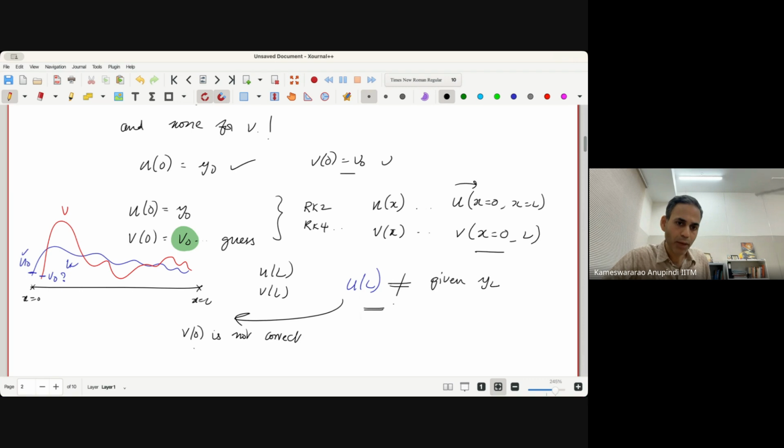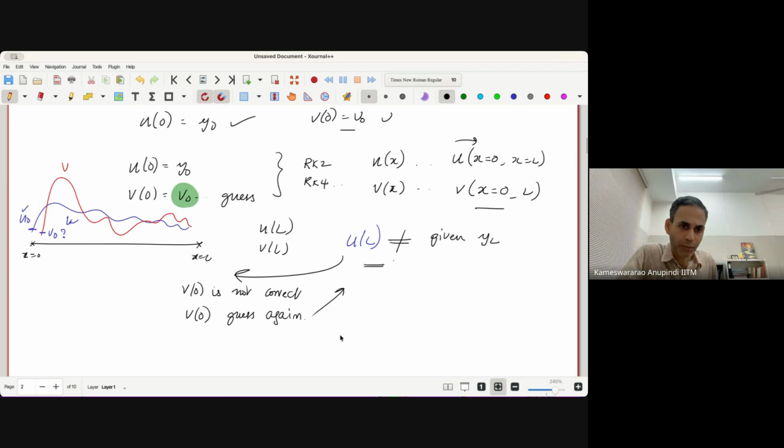So we're going to go back and make another guess for v0, and then solve all the way for u and v. Once you obtain u of L and v of L, you compare that u of L to y of L. If that is not again matching, you go back and make another guess and so on. So that is the iterative process.